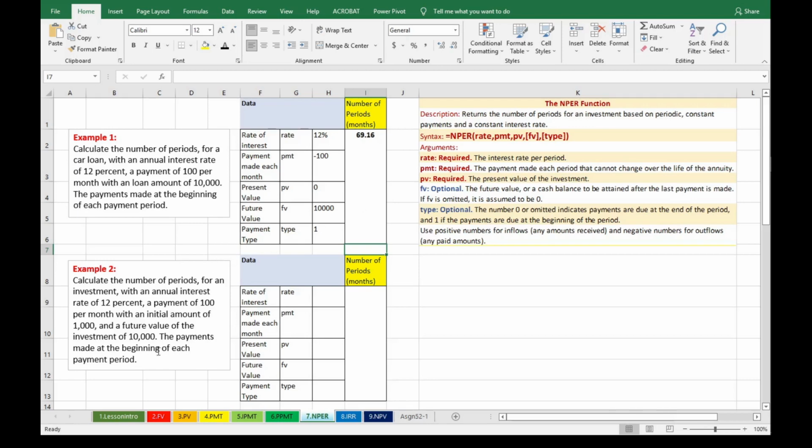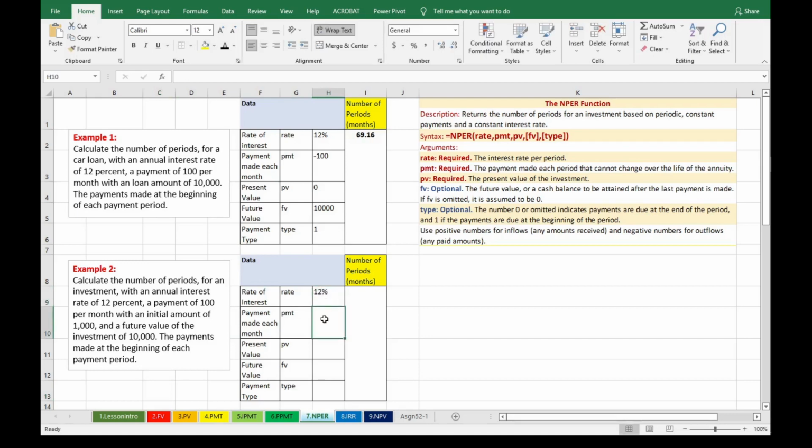Now let's take another example. Here is to calculate number of periods for an investment with an annual interest rate of 12%, a payment of 100 per month with initial amount of 1000. In the first example, we did not have any initial amount. Here initial amount is 1000 and the future value of investment is 10,000. The payments are made at the beginning of payment period. So rate of interest is 12%.